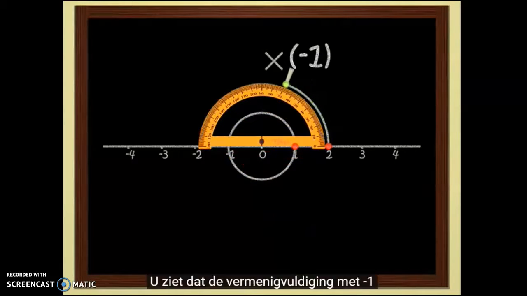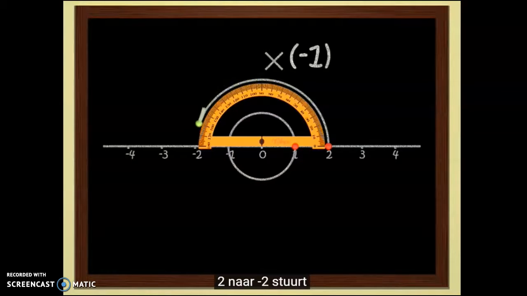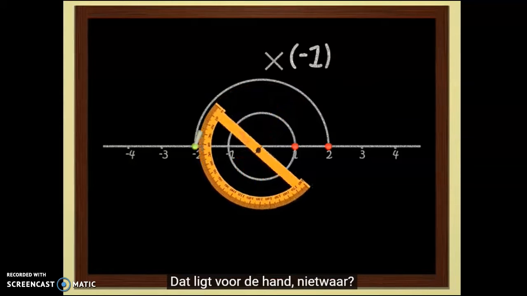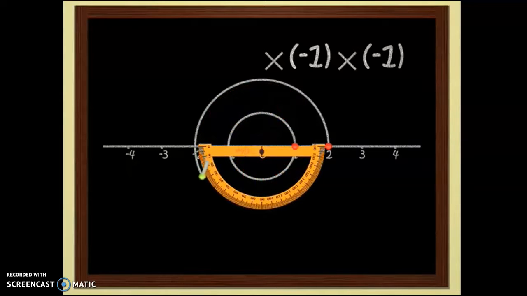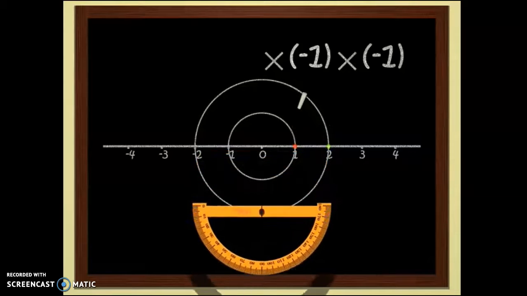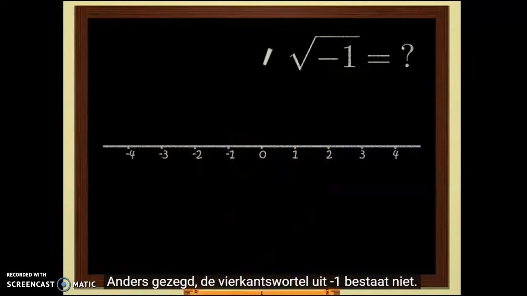You see, for instance, that multiplication by -1 sends 2 to -2, and that if you multiply one more time by -1, you come back to 2. Obvious, isn't it? Therefore, there is no number which, multiplied by itself, yields -1. Another way of saying this is that -1 has no square root.